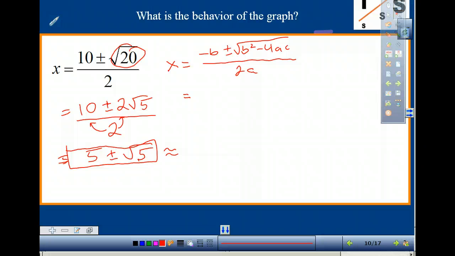9 point what? Oh, you see it? I thought you had the answer. 7.2, 2.8. What are the 2 decimals you guys got? 7.2, 2.8. 7.25 and 2.8 something else. 2 point what? 2.76.